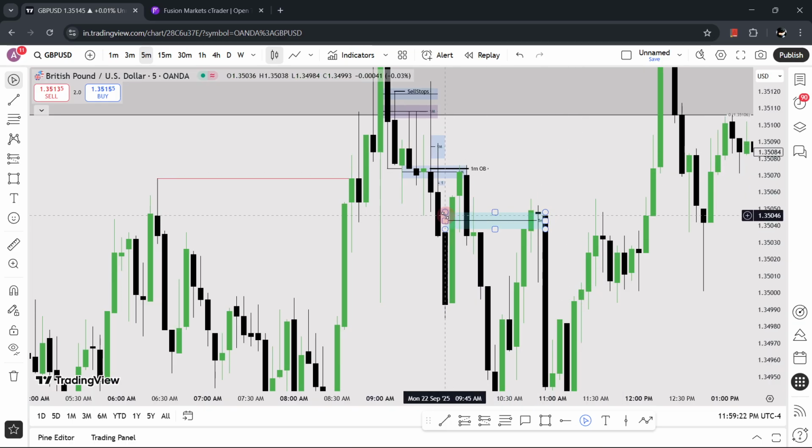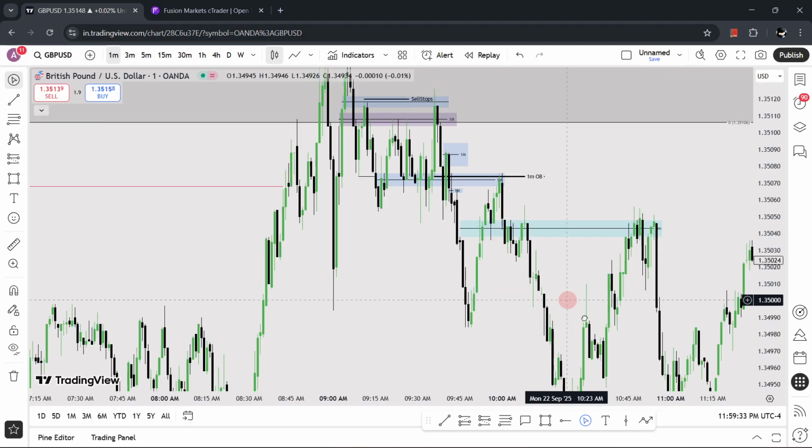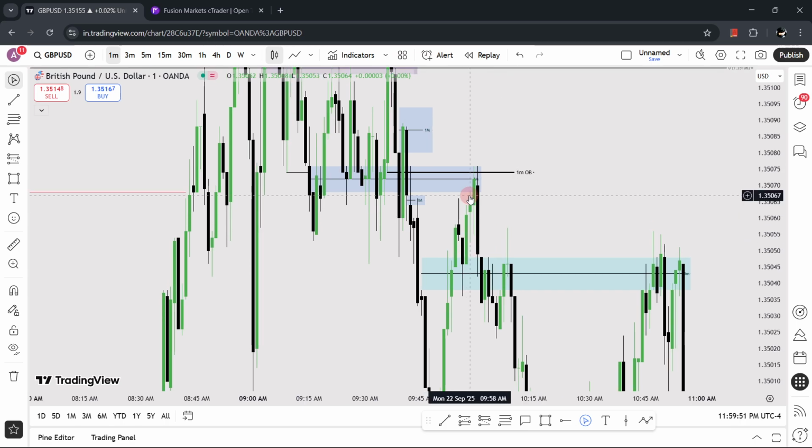Now when this 5 minute fair value gap got inverted by this particular single candle, I was sure that it was going to be an inverse fair value gap. It again went to that inverse 5 minute fair value gap and started to go higher. When this respected the inverse fair value gap, I exited somewhere from here. I just clicked like that.